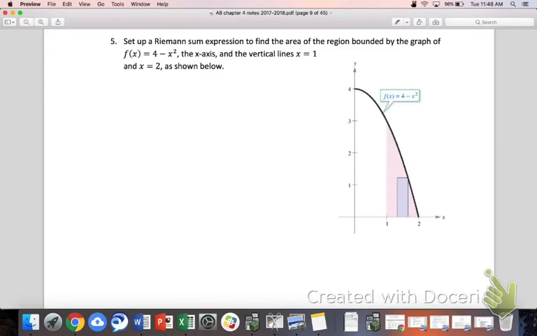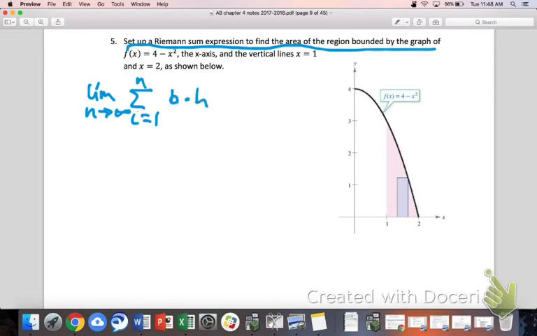So number 5, again, I think it's important for us to remember and understand the words that are telling us what we need to do. Notice it says, set up a Riemann sum expression to find the area bounded by... So as soon as you see words like that, I would write down limit sigma. So limit as n goes to infinity of sigma from i equals 1 to n, and then you could put base times height in there. Okay, so that's the easy step, right? They're all going to look like that. Now I've got to figure out the base and the height.